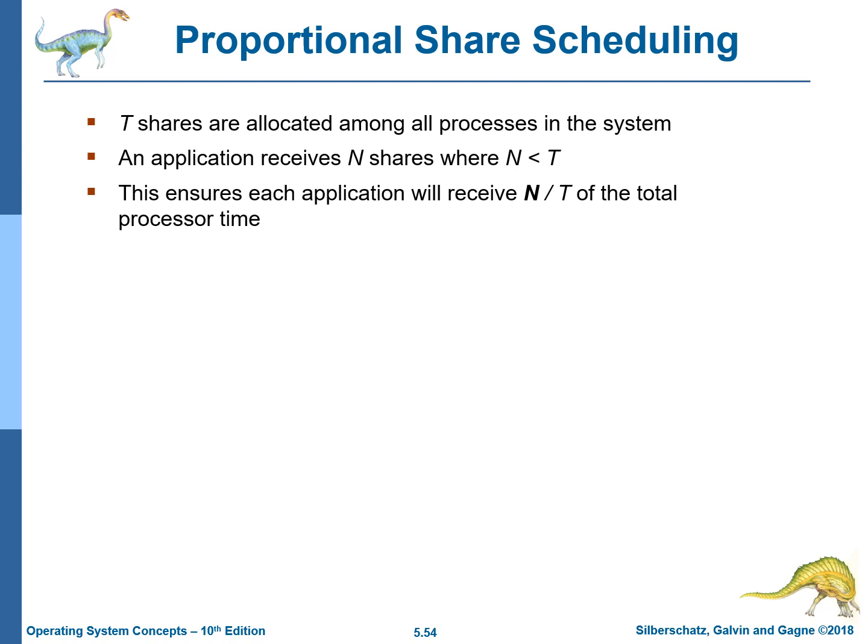Proportional share scheduling. T shares are allocated among all processes in the system. An application receives N shares, where N is less than T. This ensures each application will receive N/T of the total processor time.